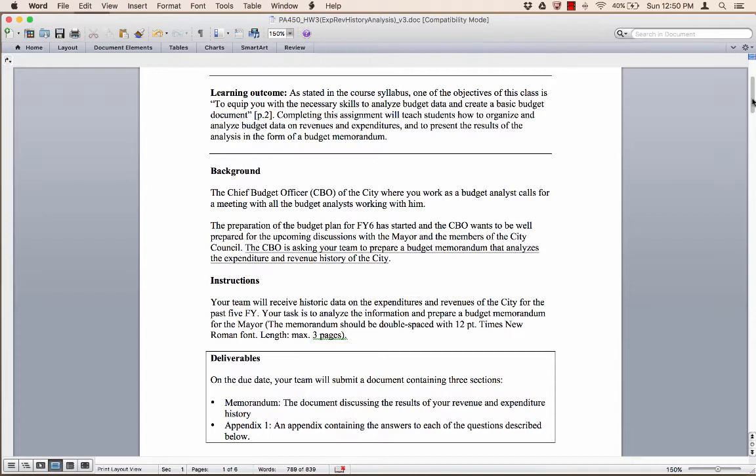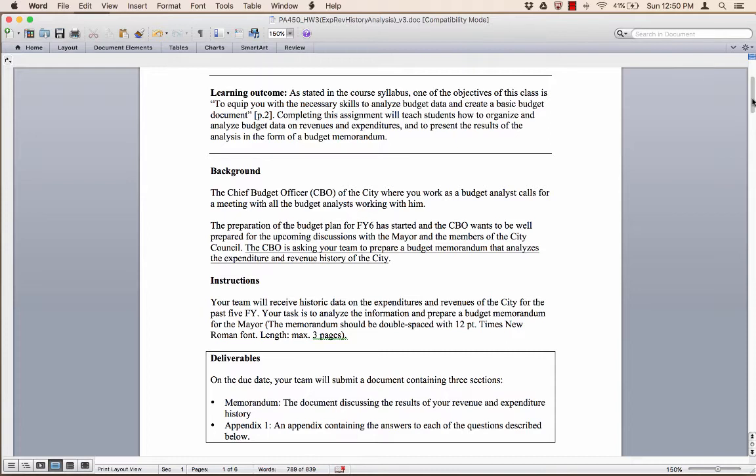syllabus for this class. The goal is to equip you with the necessary skills to analyze budget data and create a basic budget document. Again, this is a simplified version of a process that takes time and requires a lot of data analysis. But that data analysis is something that you will practice by the completion of this assignment. So here's how the assignment goes.